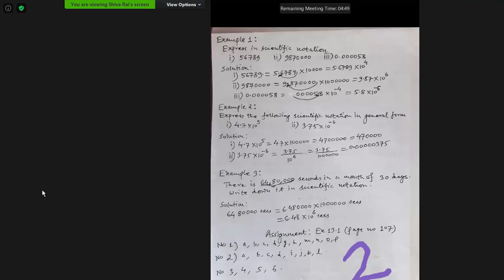So you look, number 1, 4.7 into 10 to the power 5, not minus 5. This is equal to 4.7 into 10 to the power 5, which means how much? 1 lakh. Yes, sir, 1 lakh. So multiply 1 lakh and 4.7. You write directly 47 and after 47 you write the zeros.